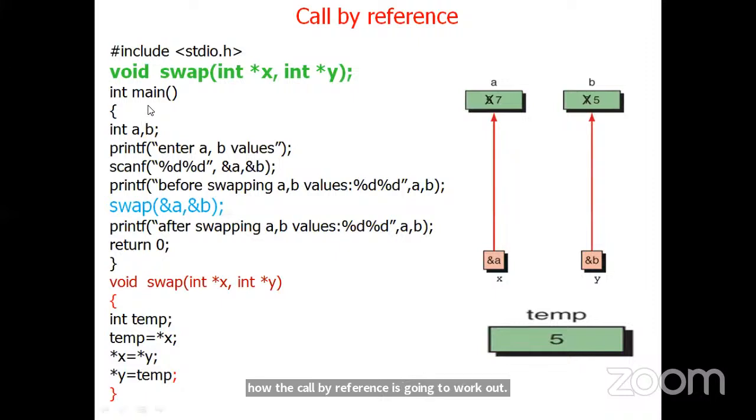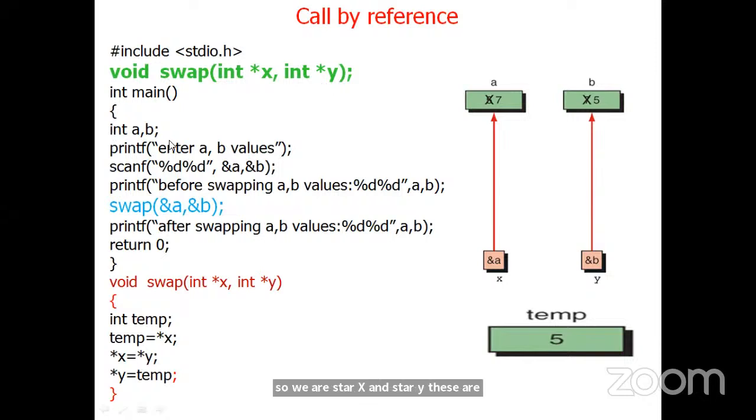You see here, in swap, int star x, int star y. Sir, what is this int star x, int star y? Are these variables or what? These are called pointers. Very good. So here star x and star y are the pointers.